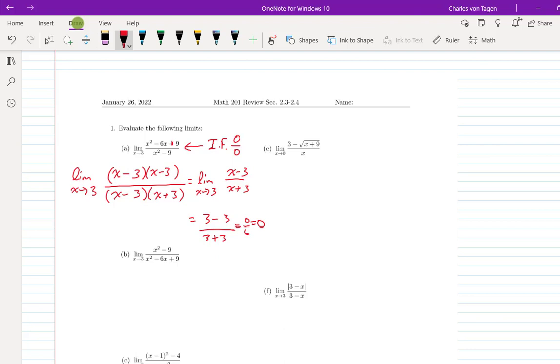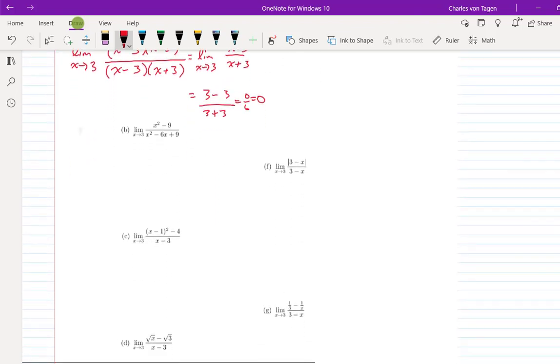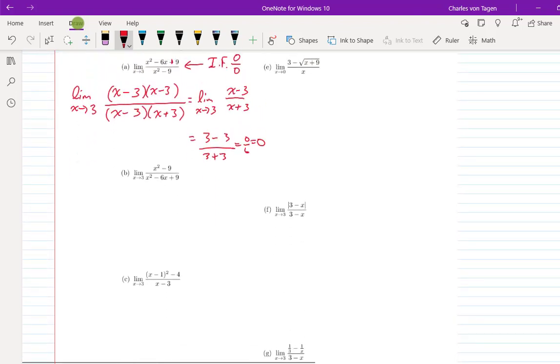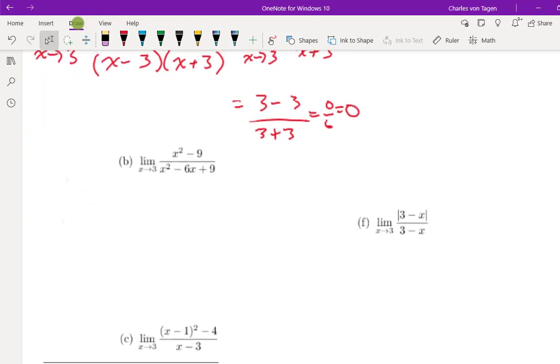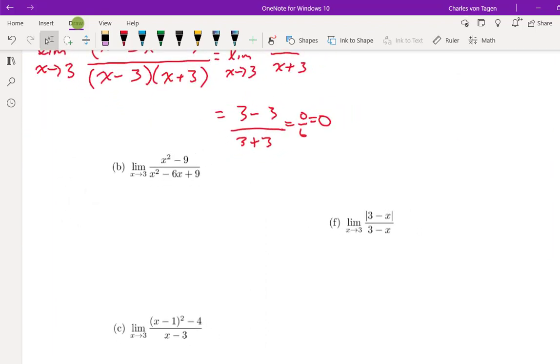How are we doing, folks? Good so far. Let's look at letter B here. I've got to zoom in on these so I can write a little smaller.